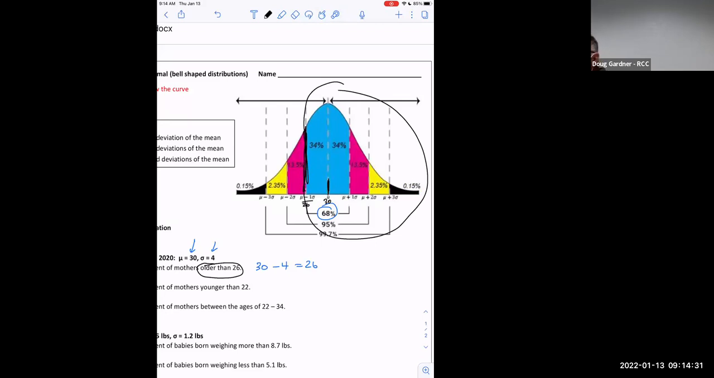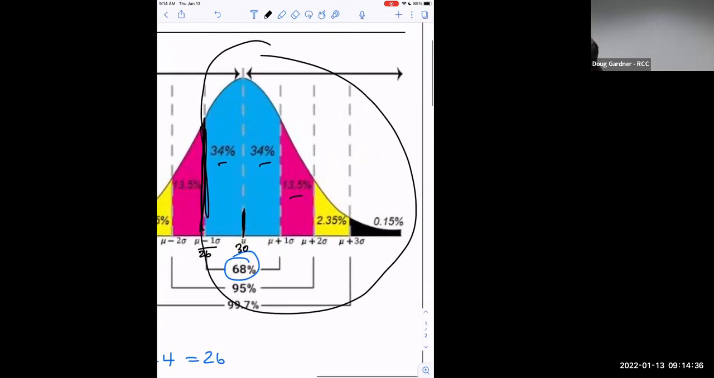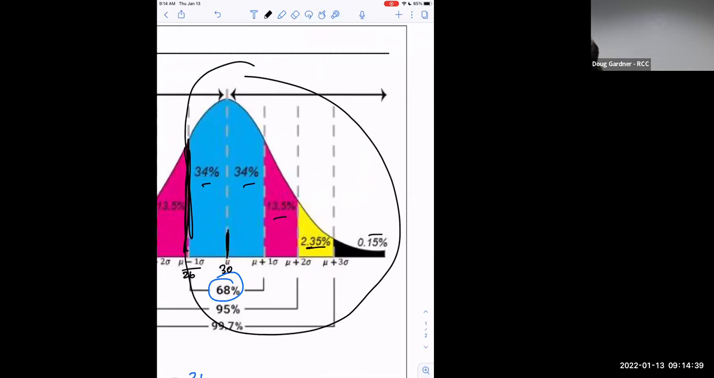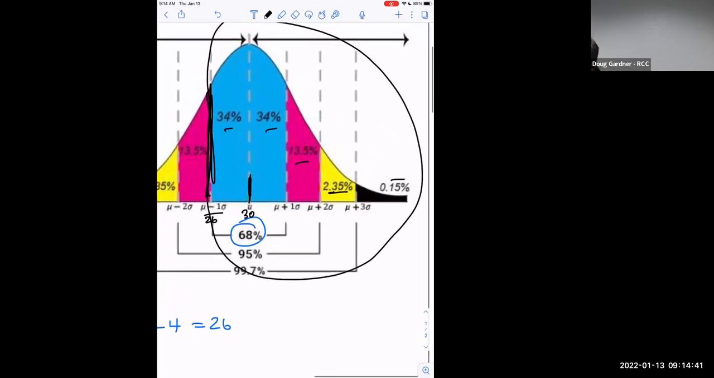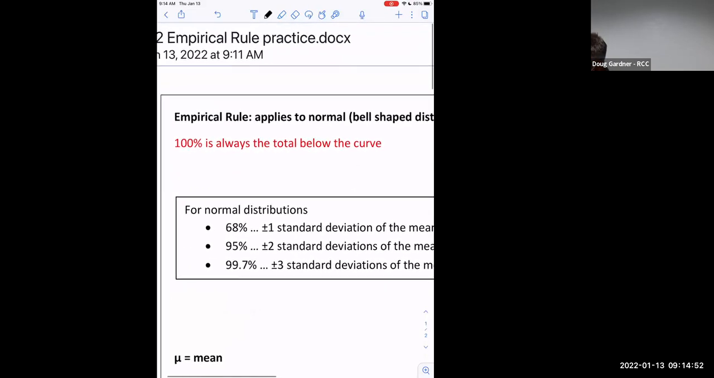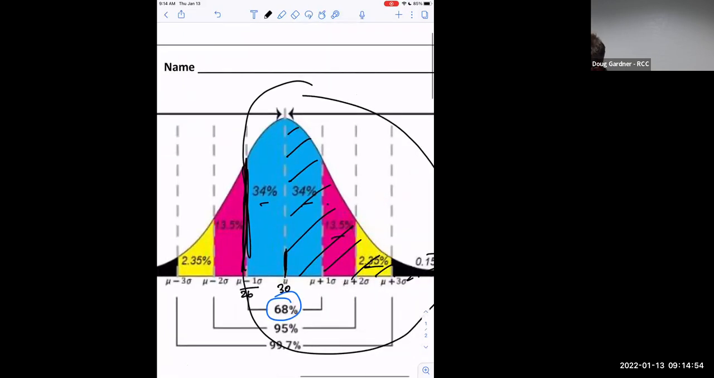Now, the hard way is to say, okay, 34 plus 34 plus 13.55 plus 2.35 plus 0.15. But what's this right here without even adding it up? All of that, that's the right half of the graph. And so since the area under this graph is always 100%, then does it make sense that the right half right there is already 50%? Like I don't have to add it up. Now, if you got nothing better to do and you want to add it all up, knock yourself out. And so does it make sense 50% plus 34%, that'd be what, 84%?